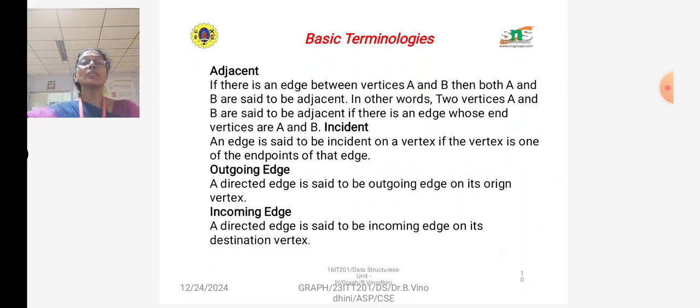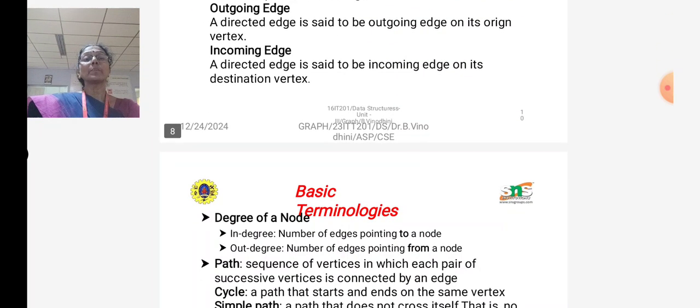Next is outgoing edge and incoming edge. A directed edge is said to be an outgoing edge on its origin vertex. Incoming edge means, in the directed edge, the incoming edge on its destination vertex. For example, you have an edge from A to B. There is a direction from A to B, which means it is the outgoing edge of A and the incoming edge of B is from A. So that is an outgoing and incoming edge.